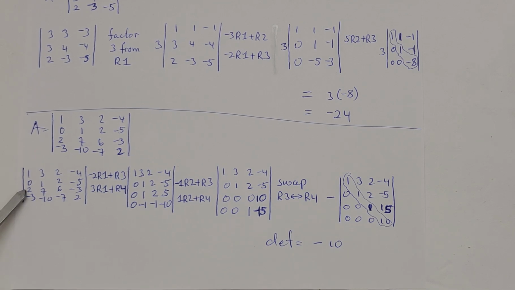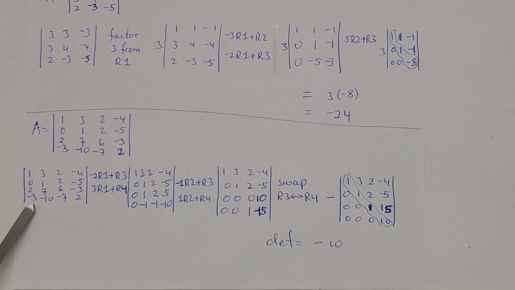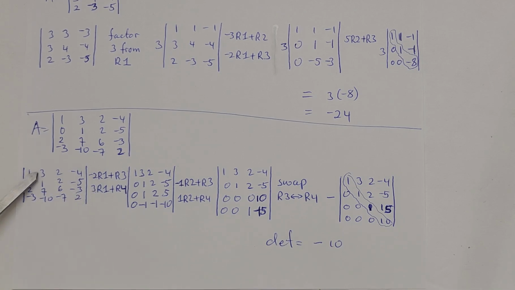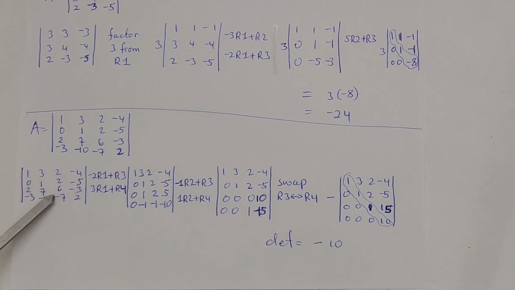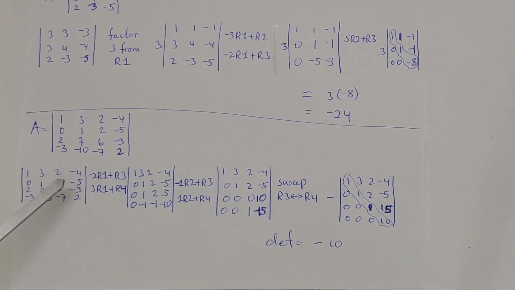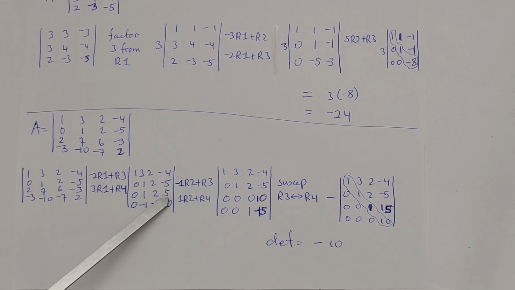We just need this 2 and this negative 3 to be 0, 0. So the opposite, which is negative 2, and the opposite, positive 3. So negative 2 times 1 is negative 2, plus 2 gives me this 0. Negative 2 times 3 is negative 6, plus 7 gives me this 1. Negative 2 times 2 gives me negative 4, plus 6 gives me this 2. Negative 2 times negative 4 gives me positive 8. 8 subtract 3 gives me this 5.